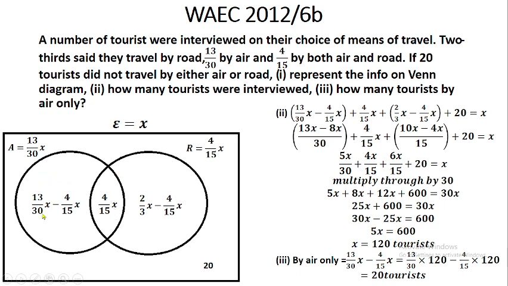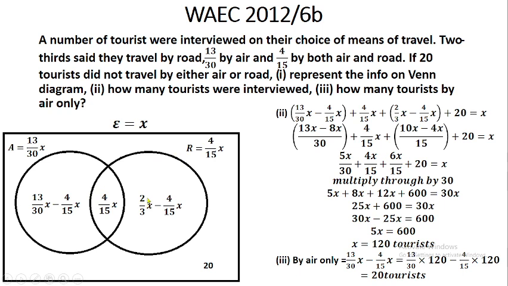Then how do we get air only and road only? We are told that 20 tourists did not travel by either road or air, so that means 20 are outside the sets. So we need to get air only and road only. It's very easy. All the people that travel by air are 13 over 30x. To get air only, that would be this minus the people that travel by both. So 13 over 30x minus 4 over 15x. Then to get road only as well, that would be the number of elements in road minus the number of people that travel by both.